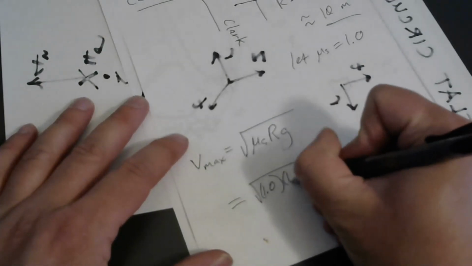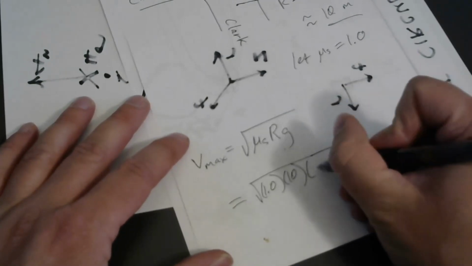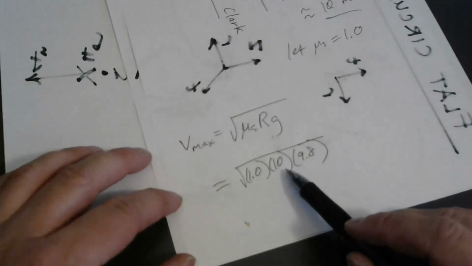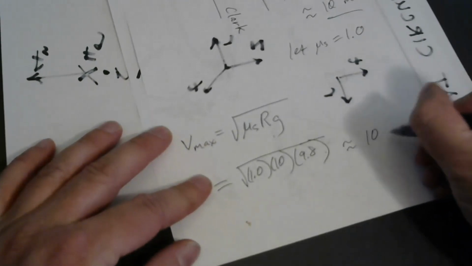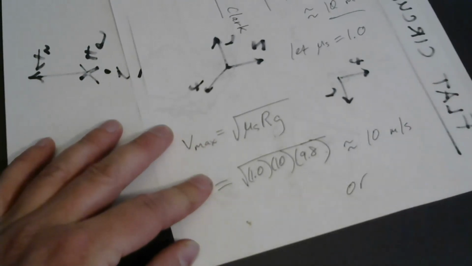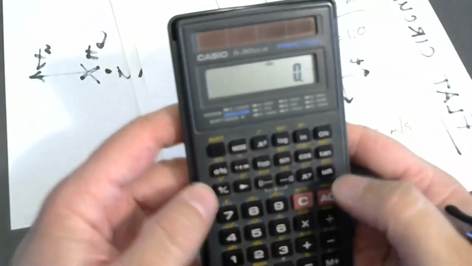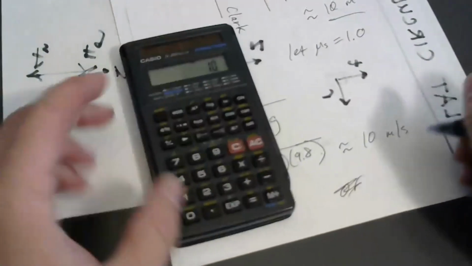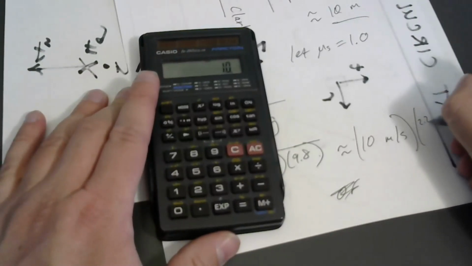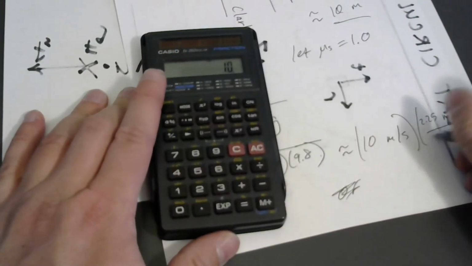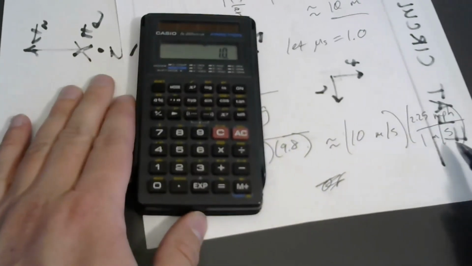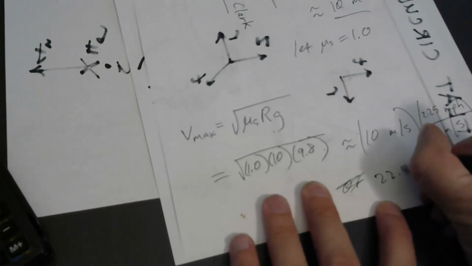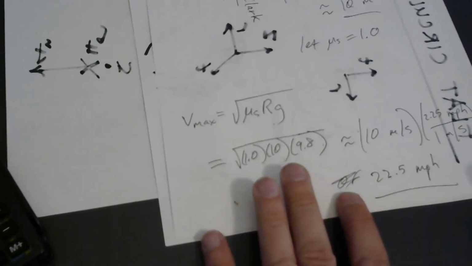1.0 times 10 times roughly 10, we'll call it 9.8. We don't even need a calculator. This is basically the square root of 10 squared. So roughly 10 meters per second, or I will use this conversion factor. I could just multiply by 2 and some change, but let's just go ahead and do the conversion, times 2.25 miles per hour for every 1 meter per second. So I'm multiplying by 2.25. That's 22.5 miles per hour. Wait a minute, that sounds a little low.